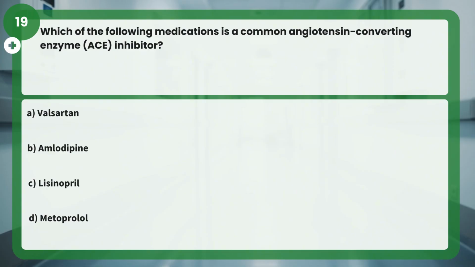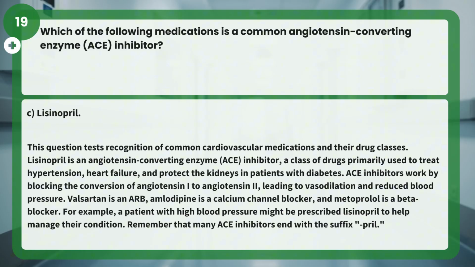Question 19. Which of the following medications is a common angiotensin-converting enzyme, ACE, inhibitor? A. Valsartan. B. Amlodipine. C. Lisinopril. D. Metoprolol. Answer: C. Lisinopril.